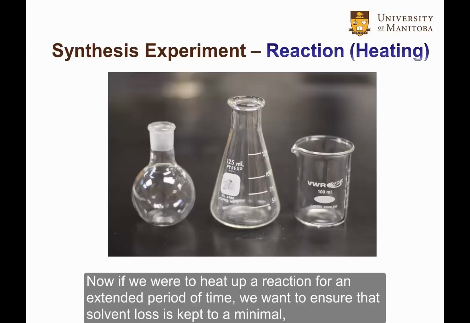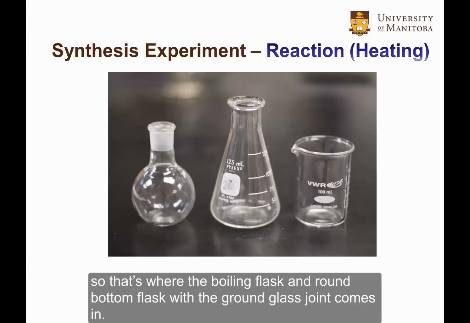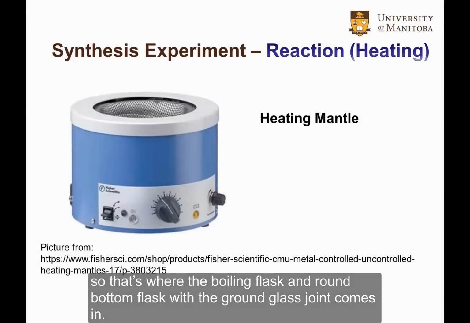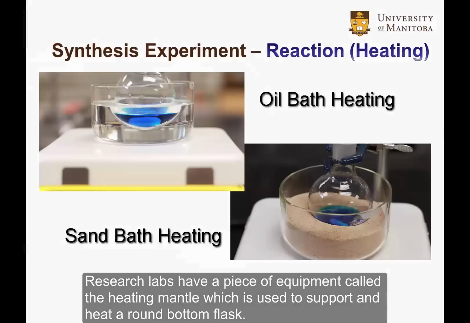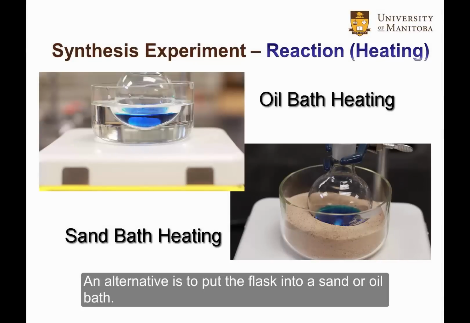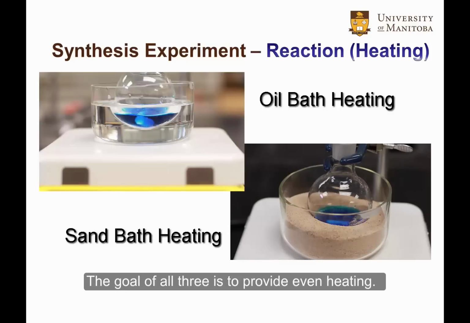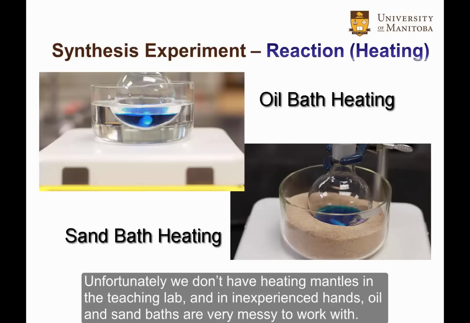Now, if we were to heat up a reaction for an extended period of time, we want to ensure that solvent loss is kept to a minimum. So that's where the boiling flask and round bottom flask with the ground glass joint comes in. Research labs have a piece of equipment called the heating mantle, which is used to support and heat a round bottom flask. An alternative is to put the flask into a sand or oil bath. The goal of all three is to provide even heating. Unfortunately, we don't have heating mantles in the teaching lab, and in inexperienced hands, oil and sand baths are very messy to work with.